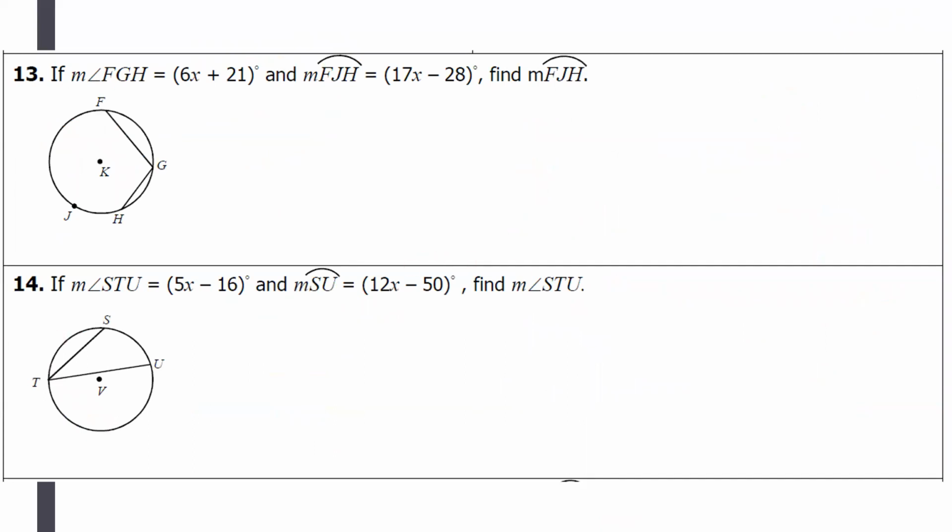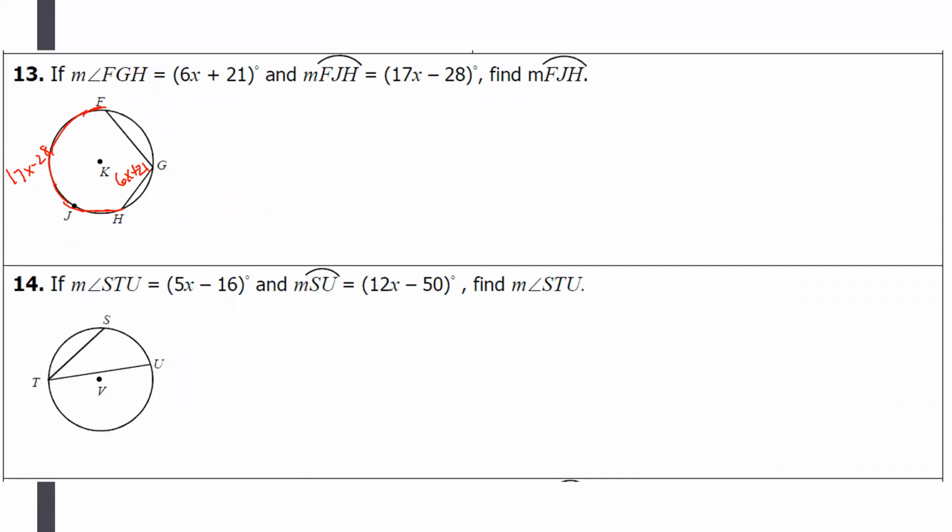Now, sometimes they're going to give you a problem, and the given information is not going to be marked in the picture. That's okay. You can mark it in the picture yourself. And if you're using a scrap piece of paper or a whiteboard, then you just sketch the picture that you see here and put the given information in that picture. So the measure of angle FGH is 6x plus 21. So I'm going to go ahead and label that here. And the measure of arc FJH is 17x minus 28. And we're going to find the measure of arc FJH.